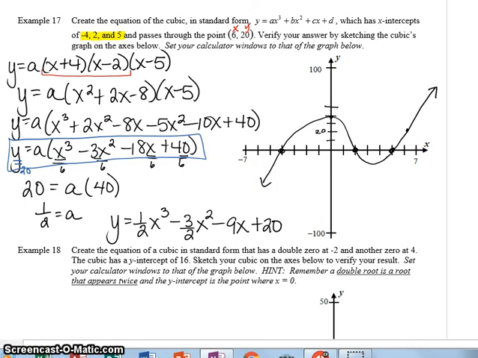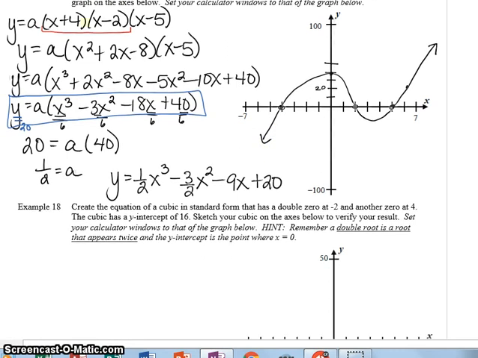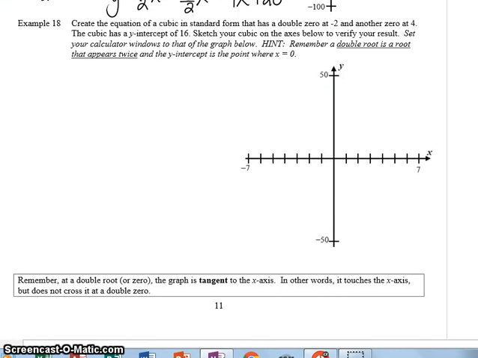Okay, all right, last example here. Pick up the pace a little bit here. It says create the equation of a cubic in standard form that has a double 0. Guys, that's major. Double 0 means it's tangent, but it also means there's 2 of them.